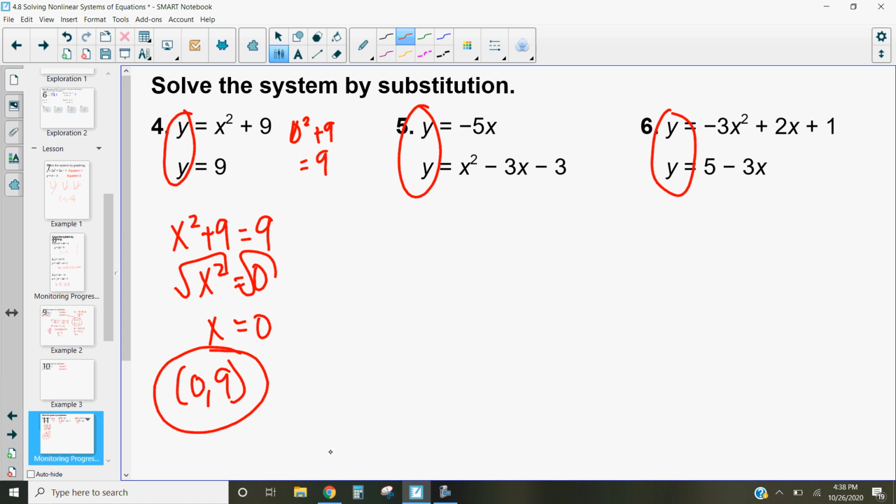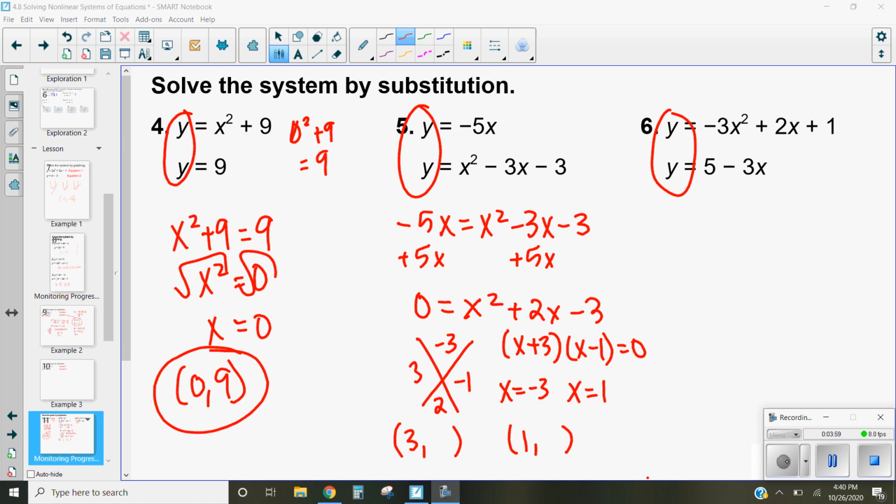So again, we're going to set the two equations equal to each other and then solve for x. So go ahead and pause the video, work out this problem. When you finish working out this problem, unpause the video and we'll go over it together. Okay, hopefully you've had a chance to run through this problem on your own.